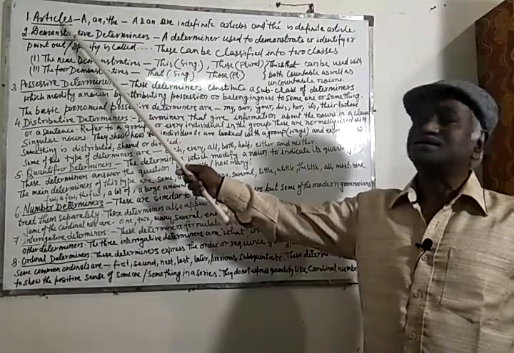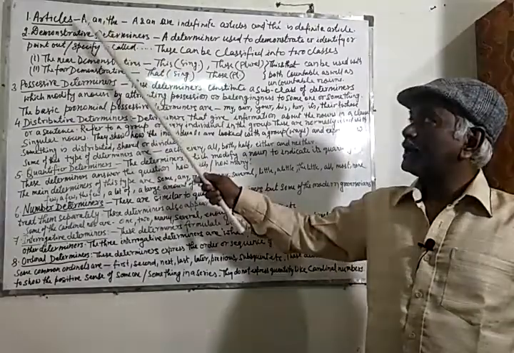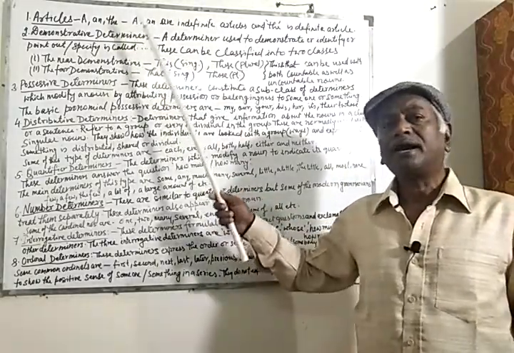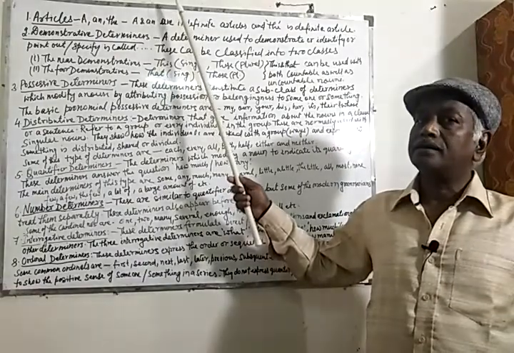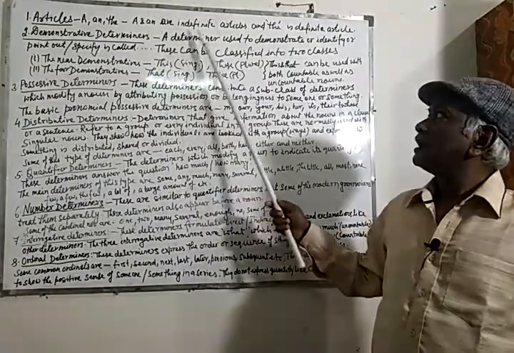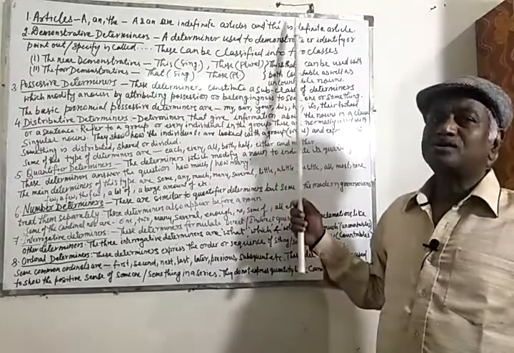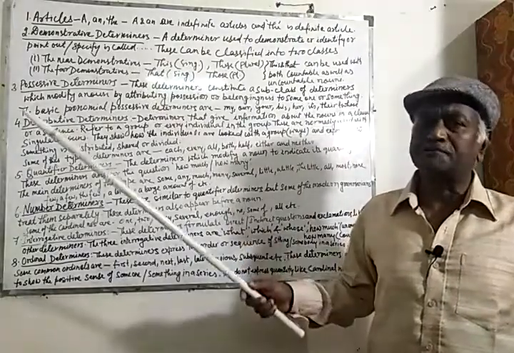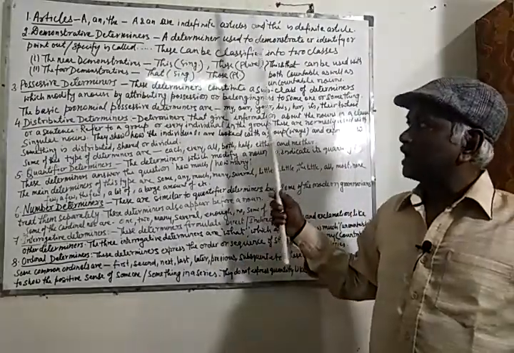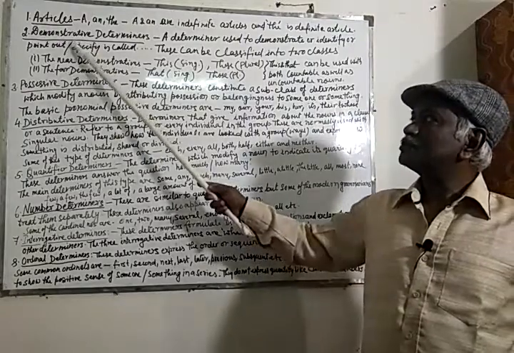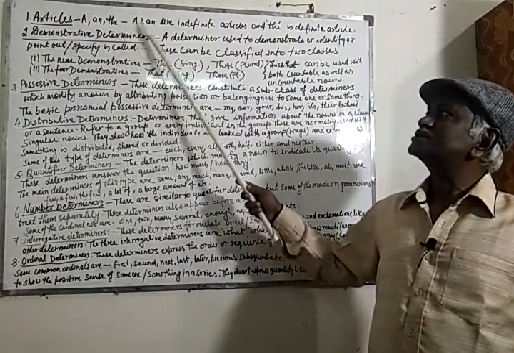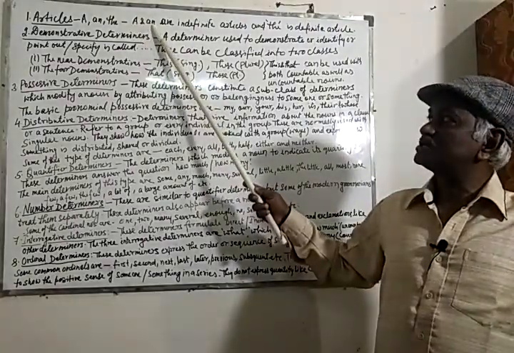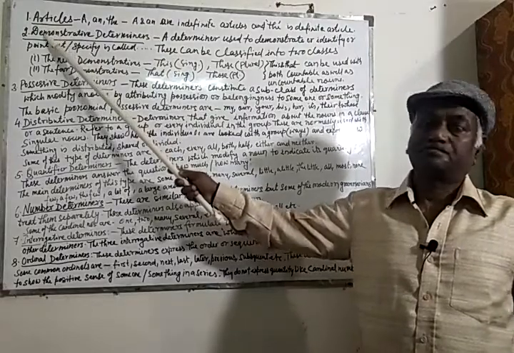So the first one is articles. A and the are called the articles. A and an are the indefinite articles, and the is called the definite article as it particularizes or specifies the noun. Next one is demonstrative determiners. Regarding its uses, I have dealt with it in the chapter while teaching articles.